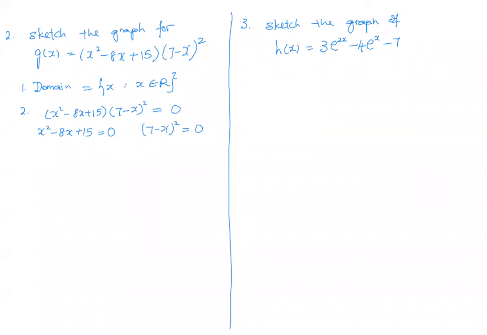Okay, so you got 2 parts. 2 things multiply equal to 0. Each part is equal to 0. So this one, you can use your scientific calculator. So you got your x equal to 5 and x equal to 3. And this one, you got x equal to 7. So you got 3 x-intercept.